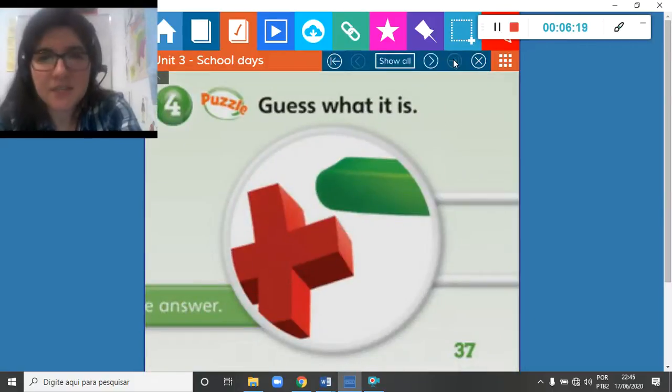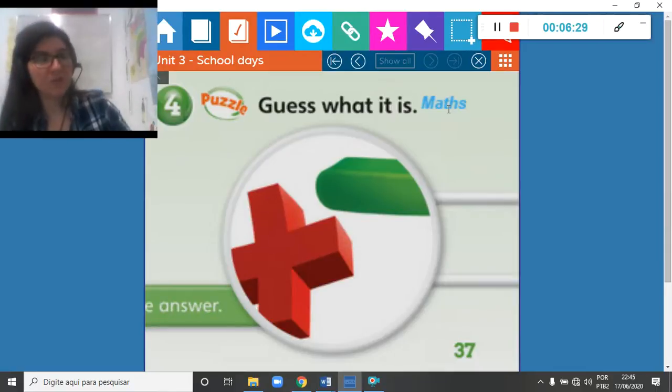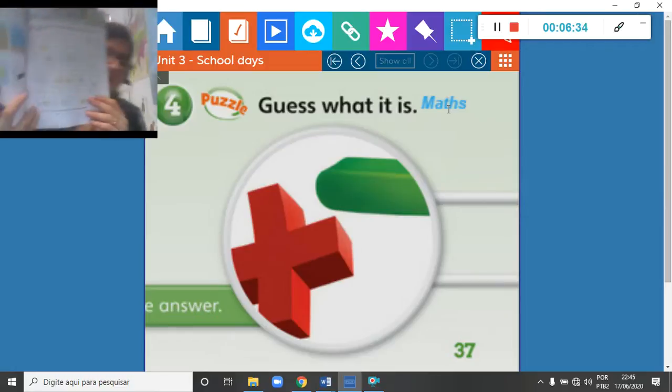And here, kids, guess what it is? What is it? It represents maths. So now you have to go to page number 93 on your activity book and try to find the word maths here.